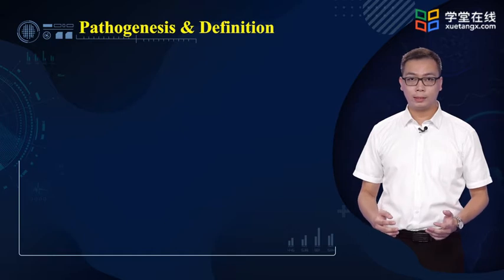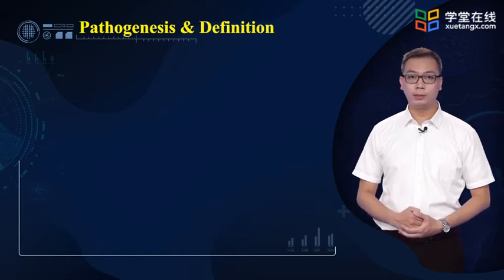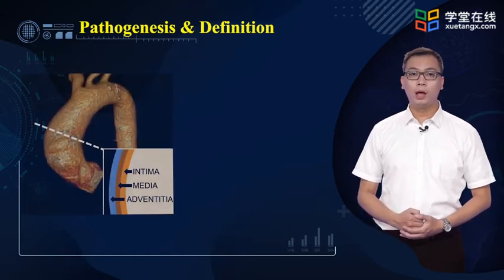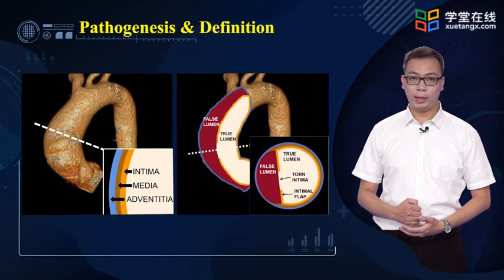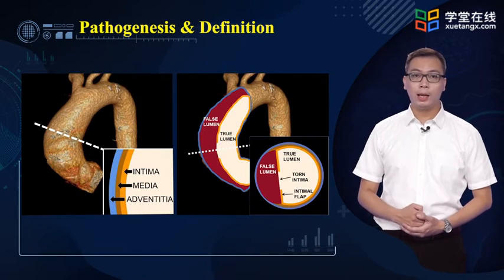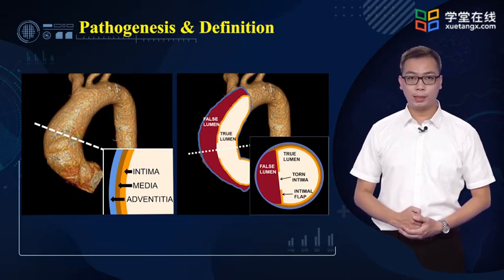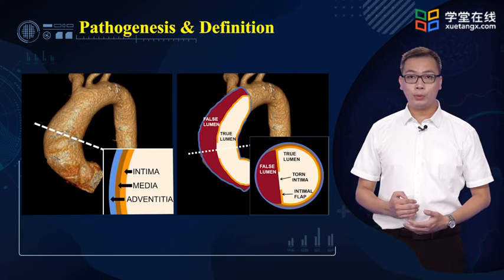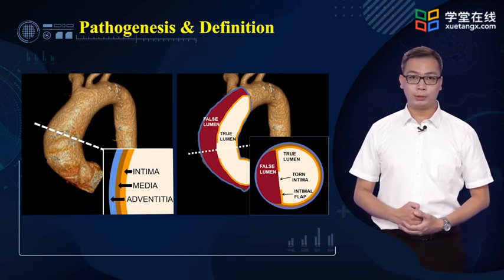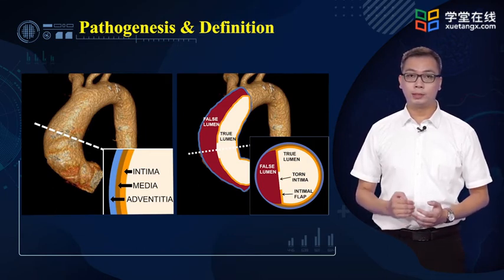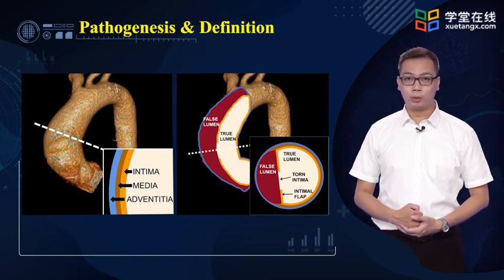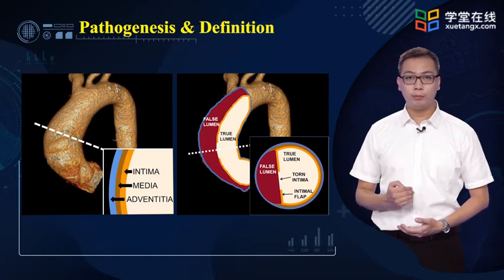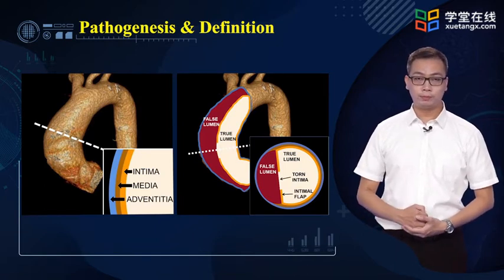What exactly is the meaning of aortic dissection? Aortic dissection is the most common form of the acute aortic syndrome and a type of arterial dissection. Before we recognize the aortic dissection, let's look at the anatomy of the aorta. The aortic wall is composed of 3 layers: the intima, media, and adventitia.